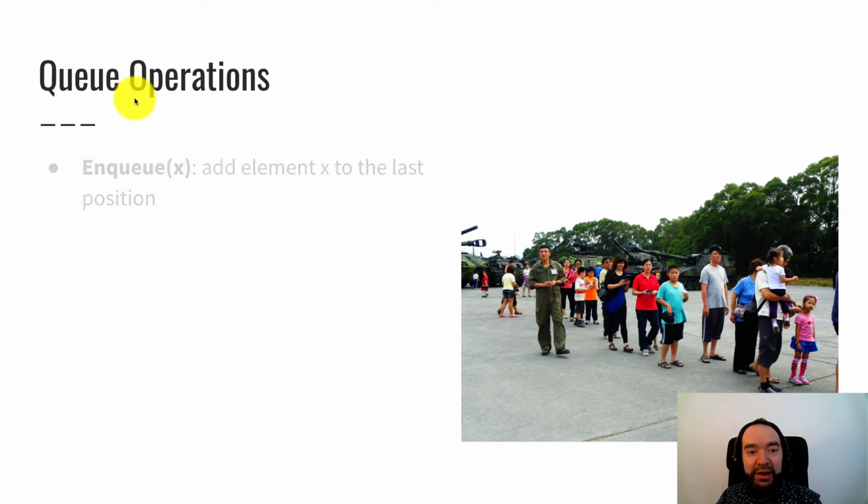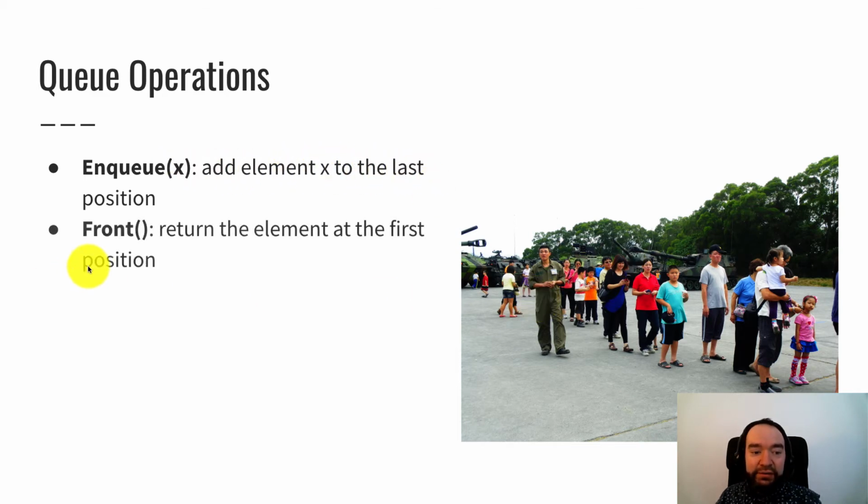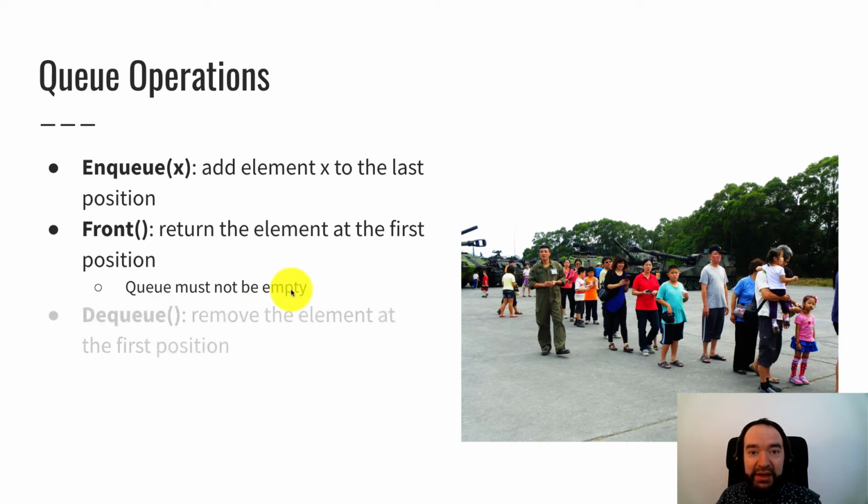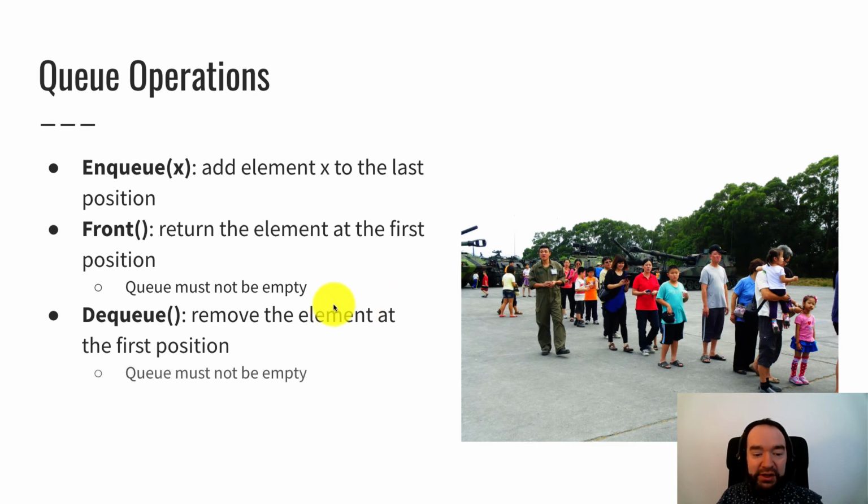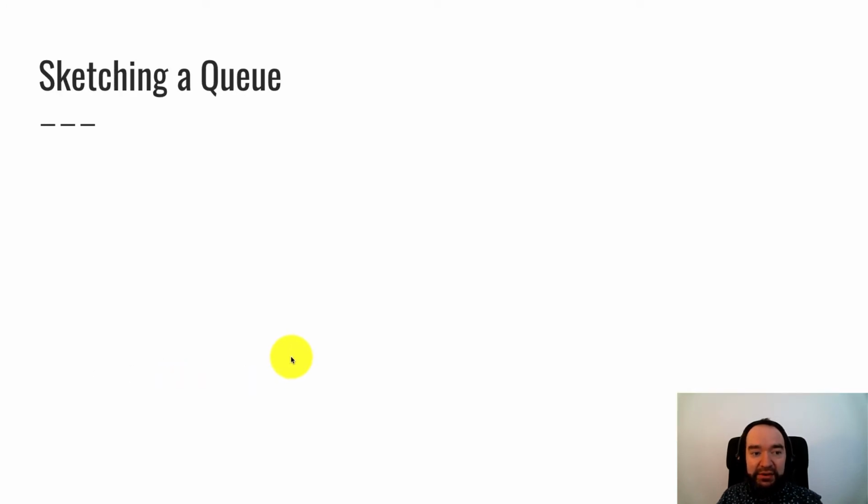Let's formalize the operations on a queue. There's enqueue, which is given an object x, and that adds element x to the last position at the back of the line. Front is an accessor that returns the element at the first position at the front of the line. In order for that to work, the queue has to be non-empty. You can't get the front of an empty queue. And dequeue removes the element at the first position. This is how we shorten the queue or shorten the line. The person at front is removed from the queue. And again, the queue has to be non-empty for that to work.